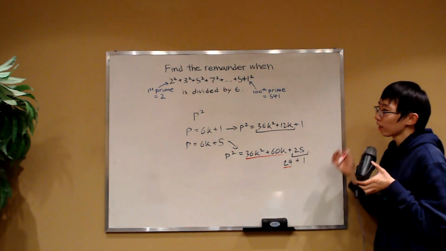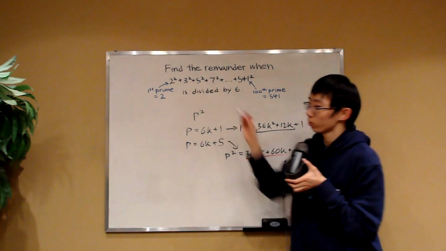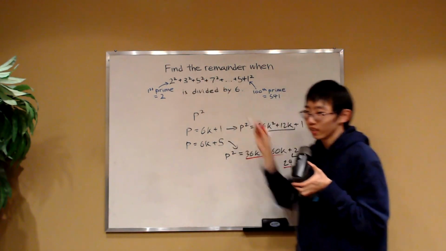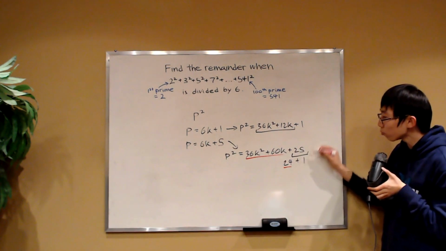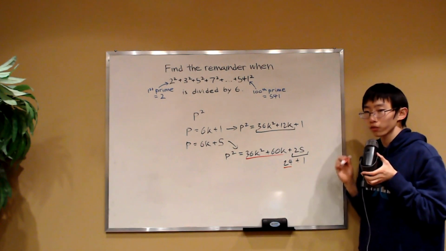So this would mean that any prime number that is not 2 or 3, any prime number with those restrictions, is always going to be 1 more than a multiple of 6.